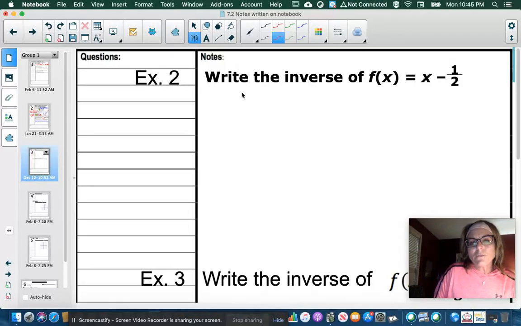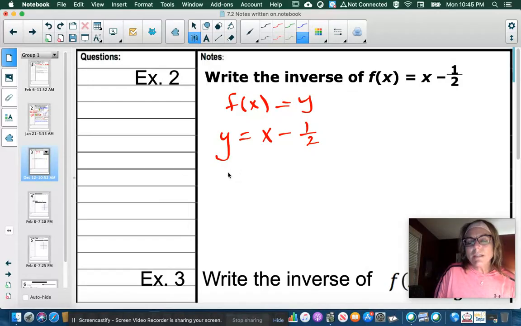So f of x, remember f of x, another name for that is y. So we can write this as y equals x minus 1/2. We're going to switch the x's and the y's, and we're going to solve for y.